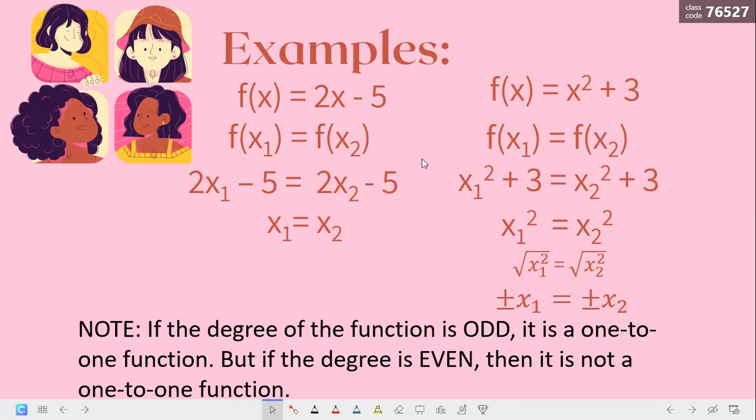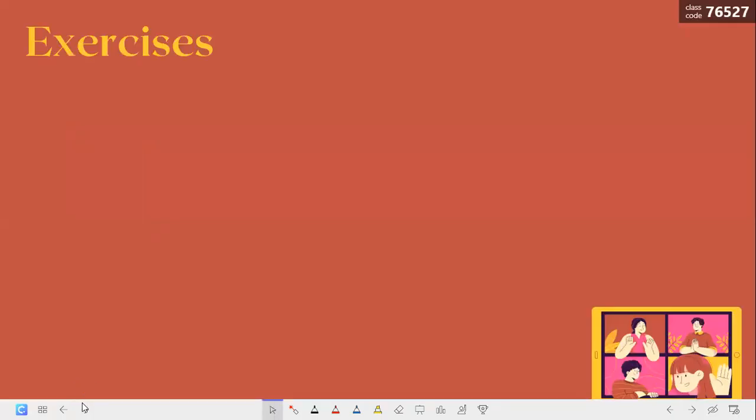To determine by just merely looking at the given function, if the degree of the function is odd, just like the first example where the degree is 1, like 1, 3, 5, by just looking at the highest exponent, if it is odd, then it is a one-to-one function. But if the degree of the given function is even, like 2, 4, 6, or whatever, then it is not a one-to-one function. Again, that is merely by looking at the given functions. Any questions? None. Let's have these exercises.